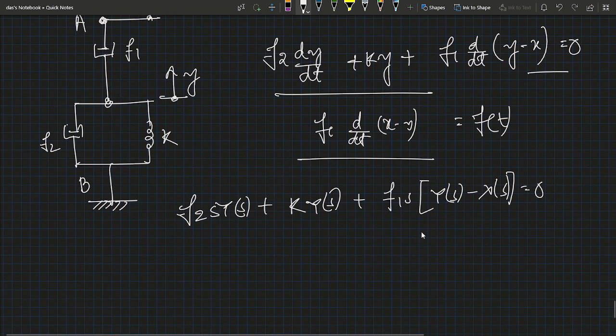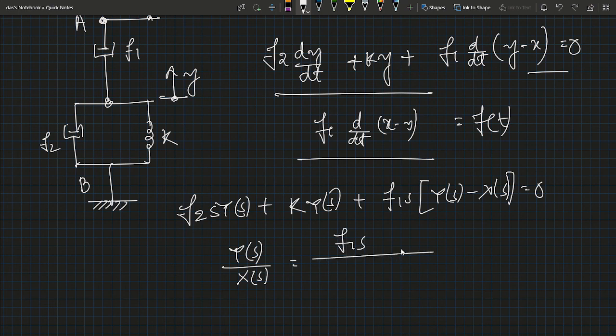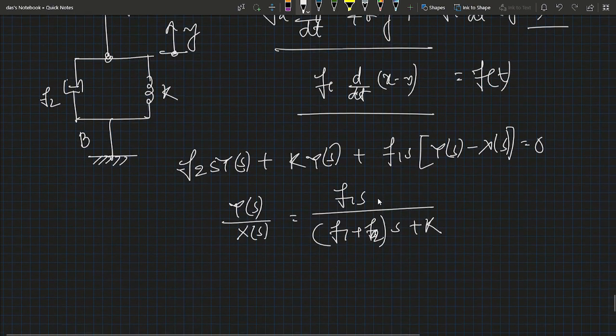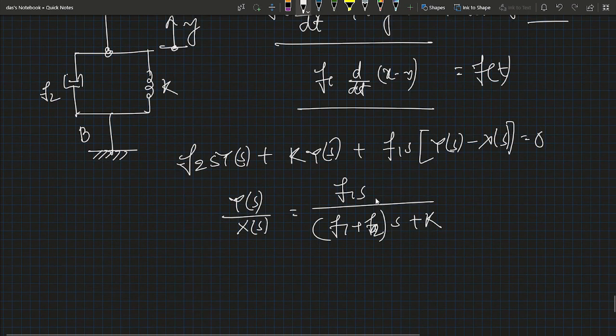So from here, Y(s)/X(s) is simply the transfer function, f1 s divided by (f1 plus f2) s plus K. So this is the transfer function for this system. This is an example of modeling a control system.